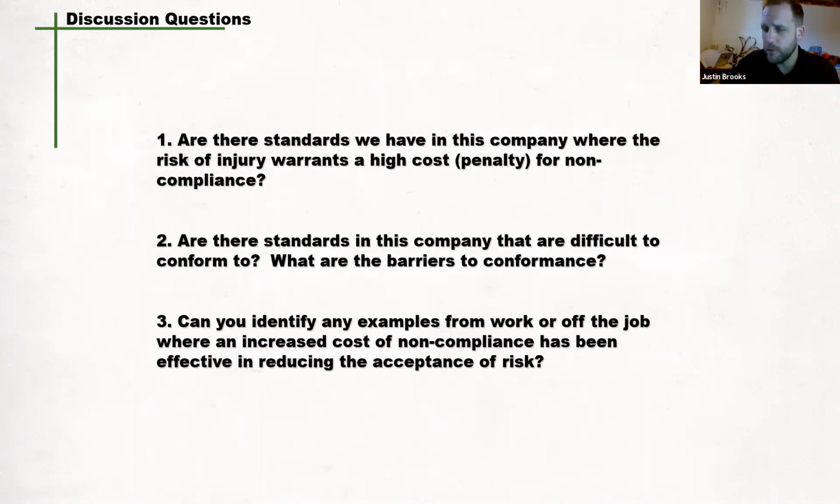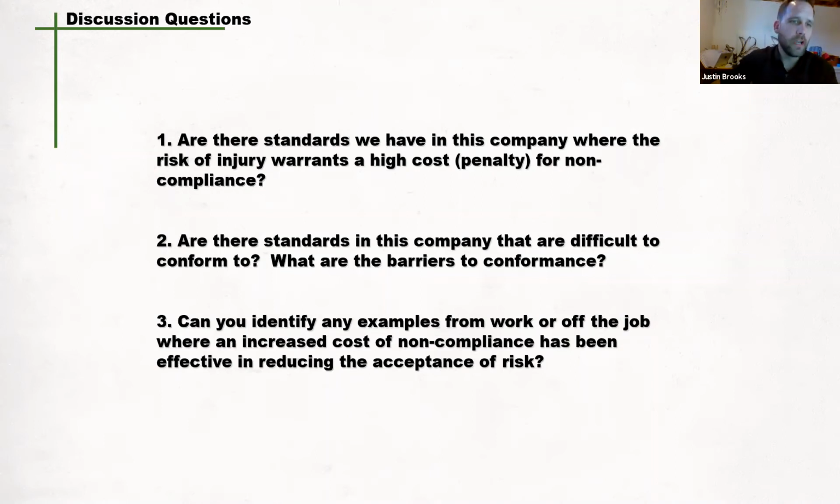Use this discussion to also identify standards that are difficult to conform to, or where there are barriers to conforming. It's important to understand the concept of erosion of standards to support this discussion. Erosion of standards is where a standard does exist and a worker is aware of it, but it is not always, or maybe never, followed.